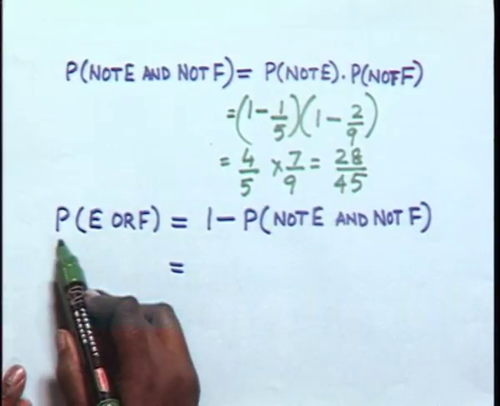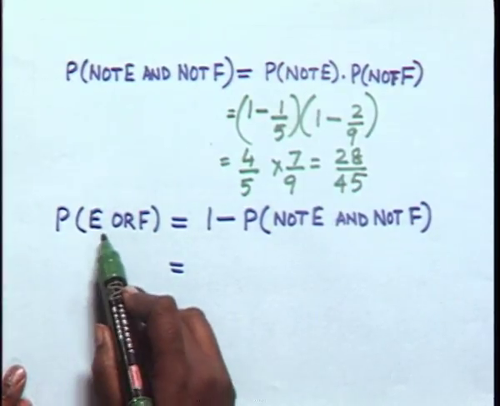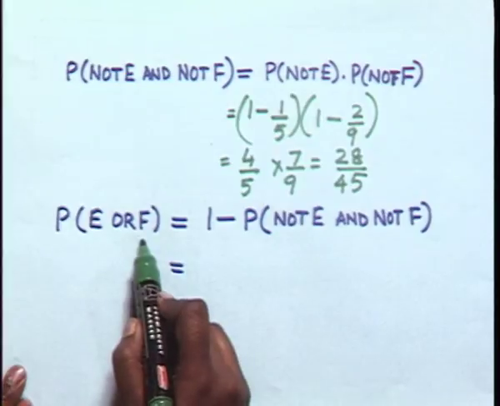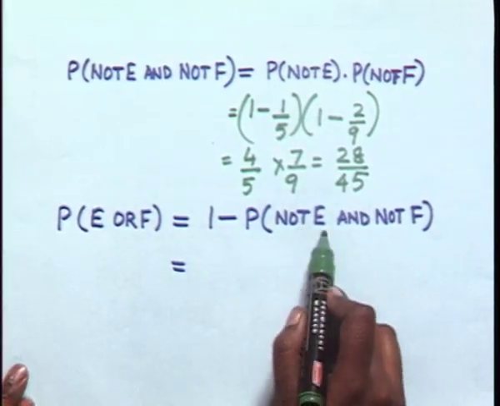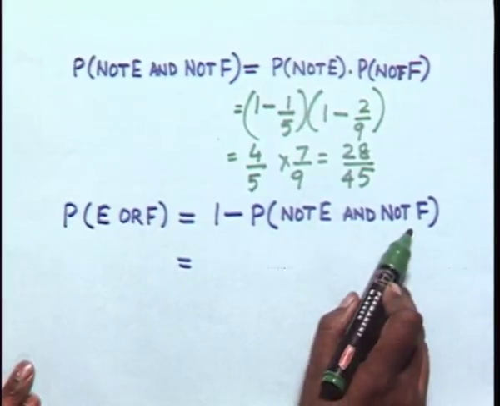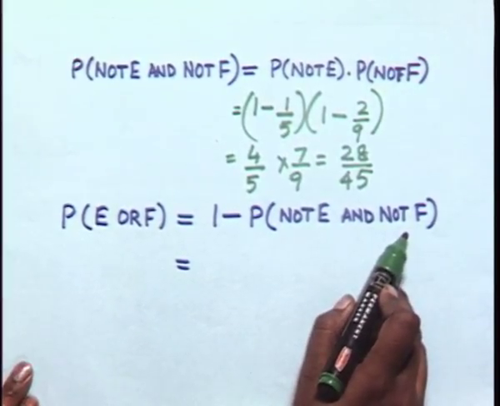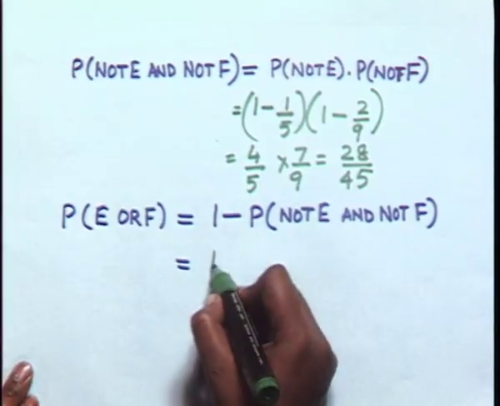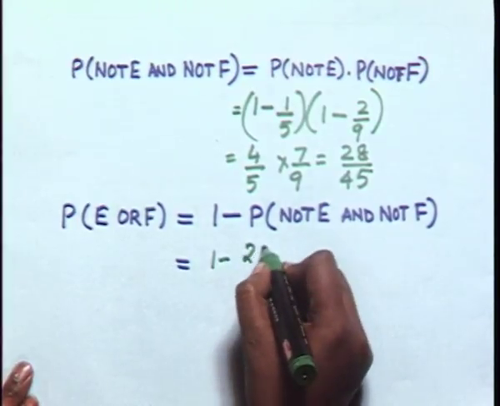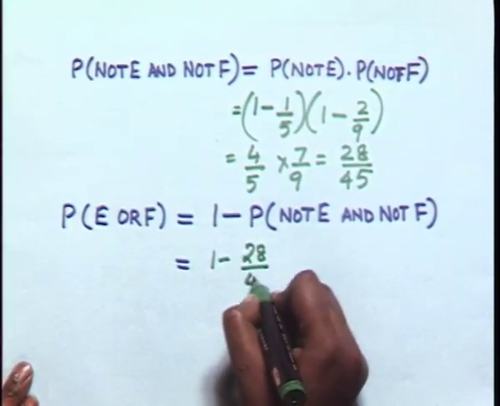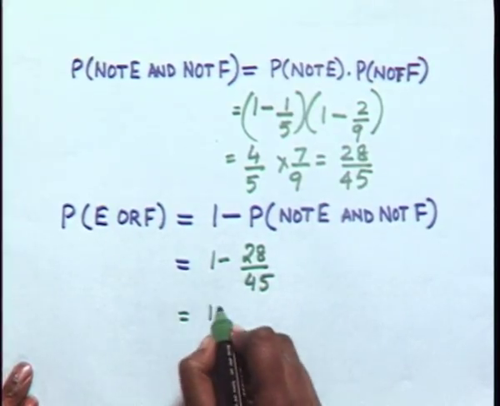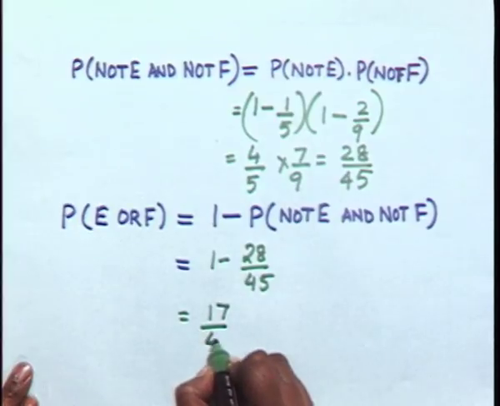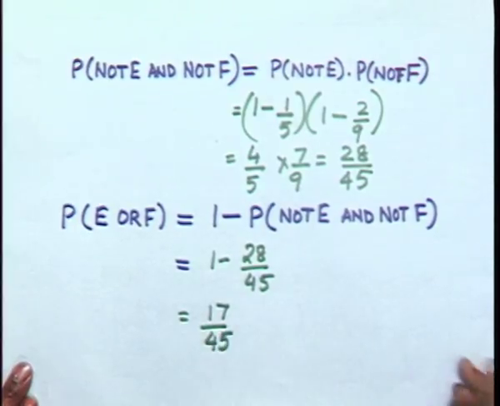We can also find probability of at least one of them being selected, that is E or F, by the formula 1 minus probability of not E and not F, as we discussed in the earlier lesson, which is equal to 1 minus 28 upon 45 from here, and that is equal to 17 upon 45, which is the same result as we got earlier for this event E or F.